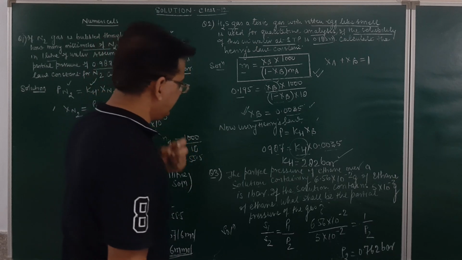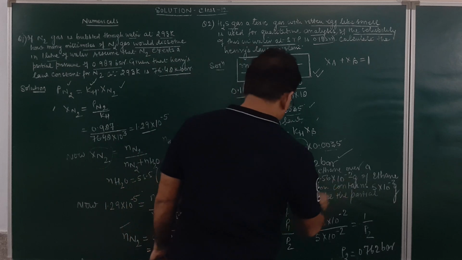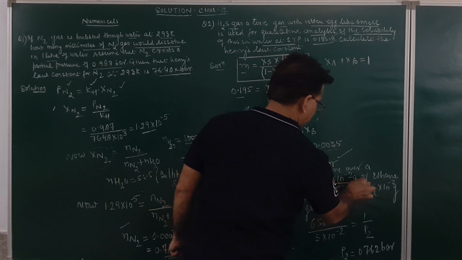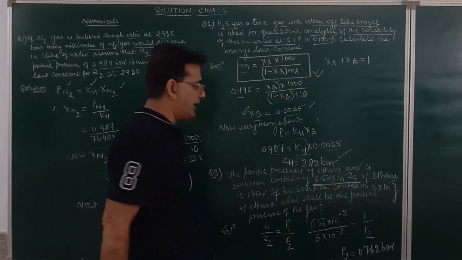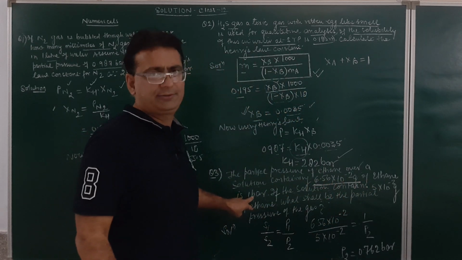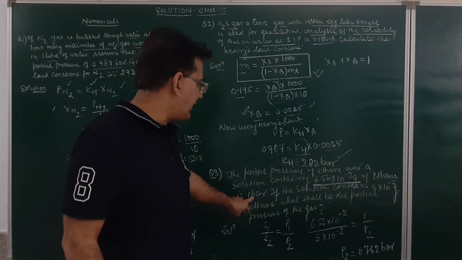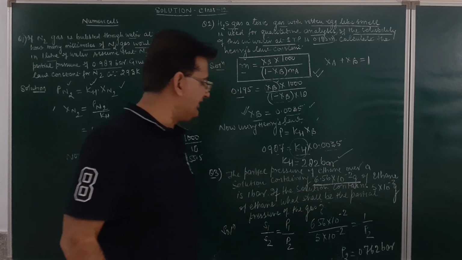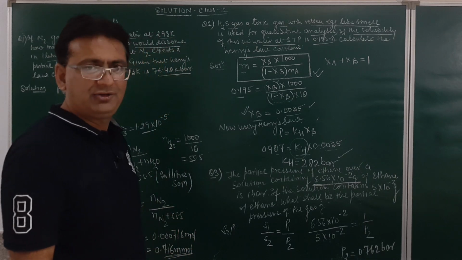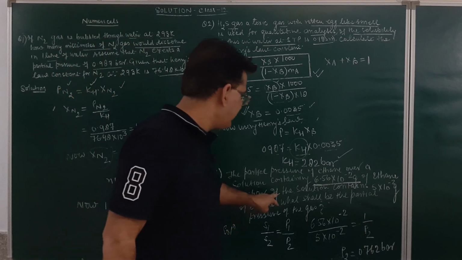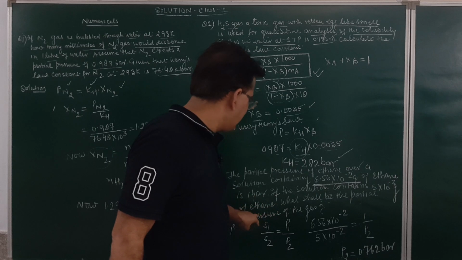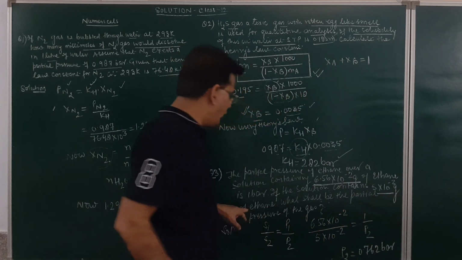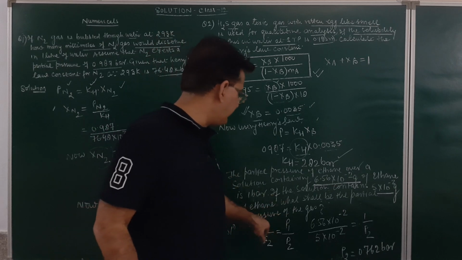In the question number 3, it is given the partial pressure of ethane over solution containing 6.56 into 10 raised to power minus 2 gram of ethane is 1 bar. The partial pressure of ethane is 1 bar and amount of a substance in this case will be 6.56 into 10 raised to power minus 2 gram. The question is, if the solution contain 5 into 10 raised to power minus 2 gram of ethane, what shall be the partial pressure of a gas?